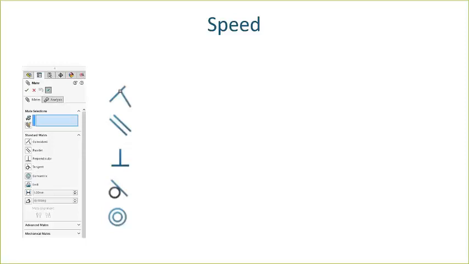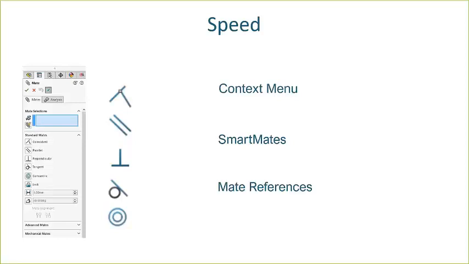So we're going to look at how to more efficiently create those with three different methods. First we're going to look at utilizing the context menu, then taking advantage of smart mates, and then to take the smart mates even a step further, utilizing what's called mate references that we can build into our parts. Okay, so let's jump over here into SOLIDWORKS.